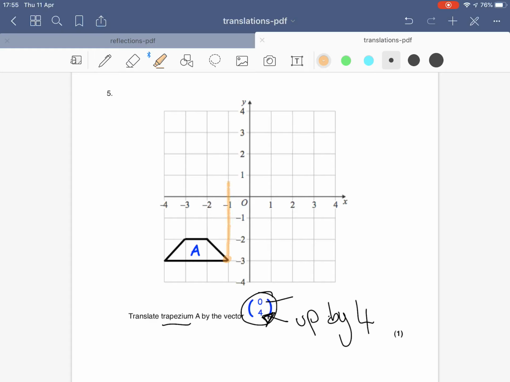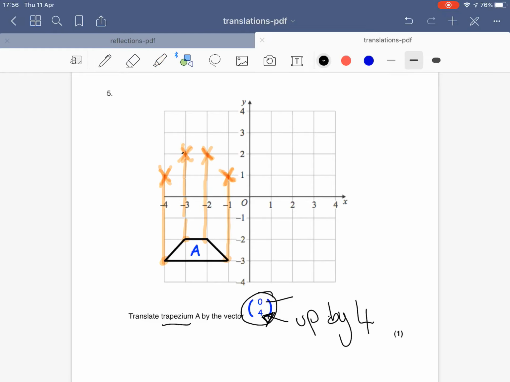1, 2, 3, 4. That point is now there. This point is going to go directly up by 4. 1, 2, 3, 4. It's now there. Directly up by 4. 1, 2, 3, 4. Here. This one, 1, 2, 3, 4, it's now here.